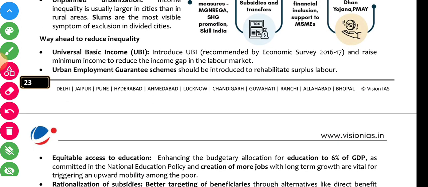What are way forward to reduce inequality? Universal basic income, raise minimum income to reduce the income gap in the labor market. Urban employment guarantee scheme, like the new scheme released by the government of Rajasthan.